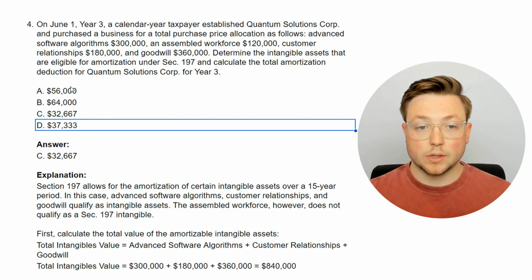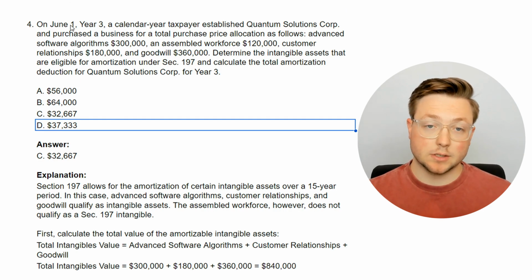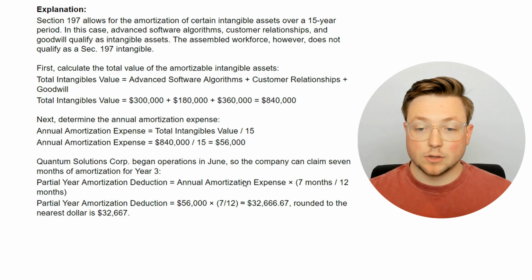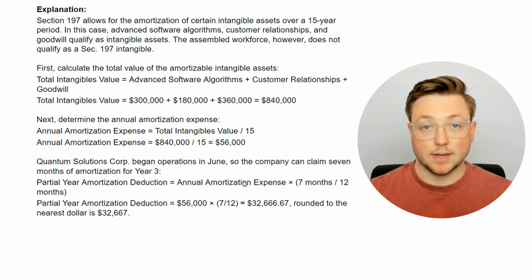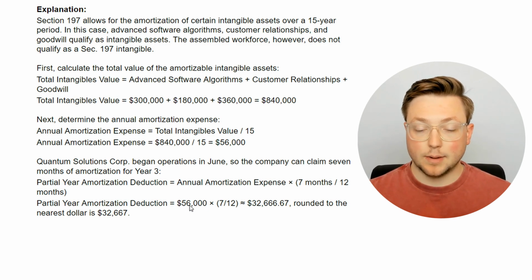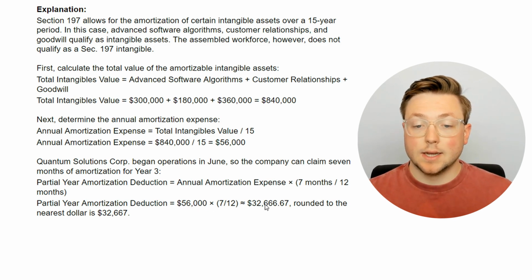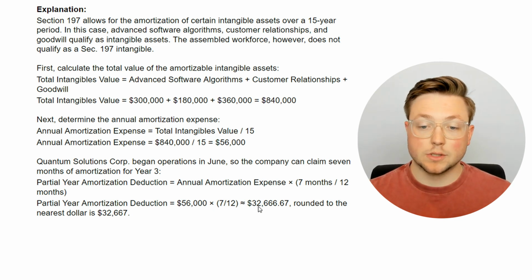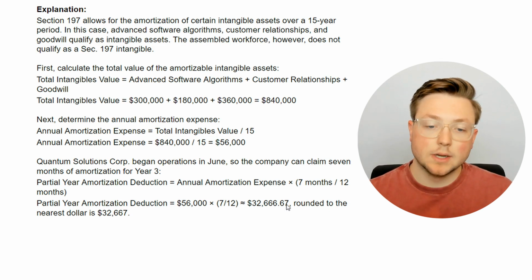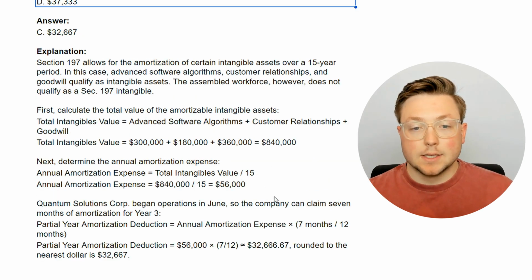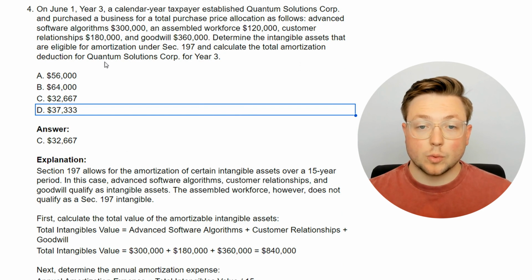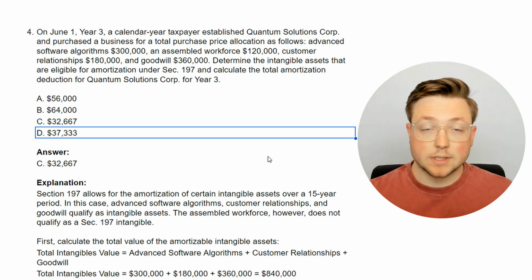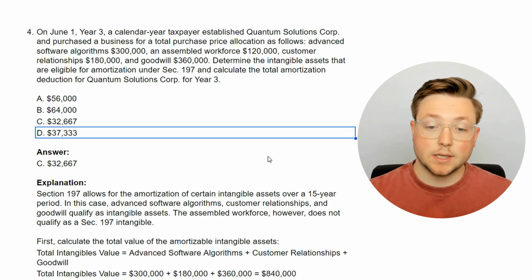But then we only are able to take 7 months of amortization because it started in June. So 7/12, or 7 months, multiplied by the $56,000, or divided by this 56, however you want to look at it, equals roughly $32,666.67. So again, pretty straightforward once you understand what counts as an intangible asset under Section 197.